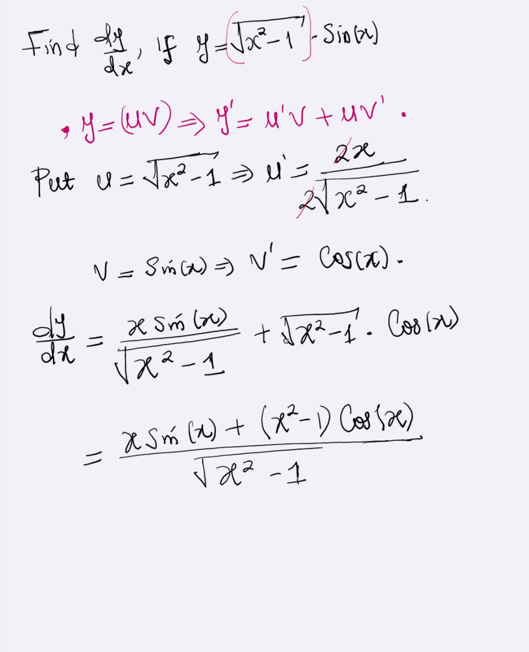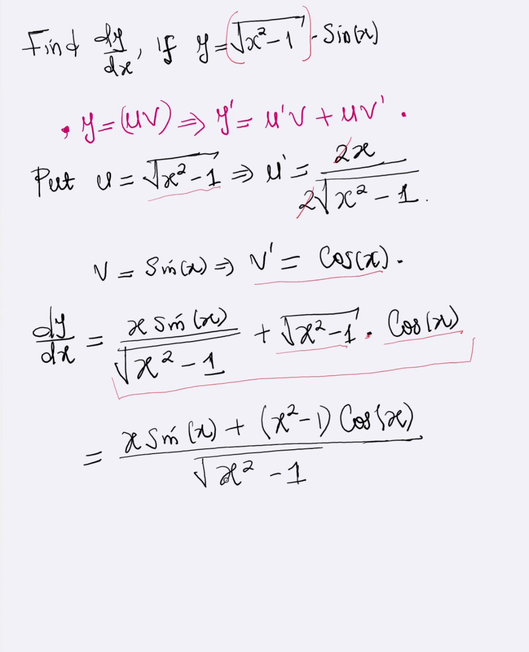Now, plus, we are going to maintain u as constant the way it is. So u is this expression, which is that, then multiply by the derivative of v here is cos x. So that is why we have cos x. Now, we are going to express this sum as a single fraction. The common denominator is the square root of x squared minus 1. So the square root of x squared minus 1 divided by itself is 1. So that is why we have x multiplied by sine x plus.